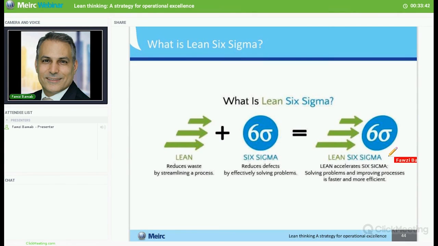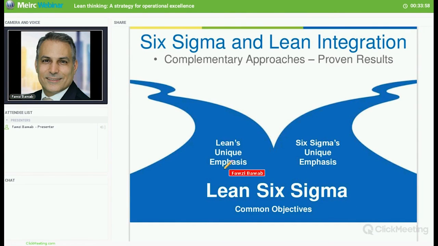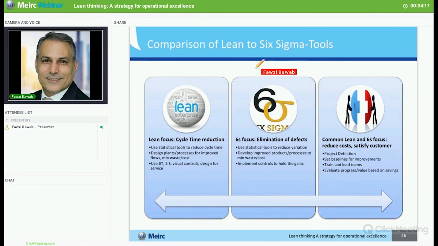So Lean Six Sigma provides an initiative where you work together in terms of solving problems, improving processes and removing waste. So this is where we think about Lean, and here is another point about the integration. Lean's unique emphasis is on waste, while Six Sigma's is on variation, and they present a complementary approach. So this is what I would suggest, that both methods should be combined together. Here's also another slide that explains the difference between Lean and Six Sigma, and how both techniques can be brought together.